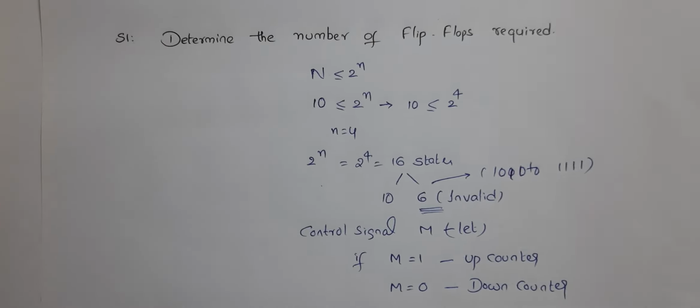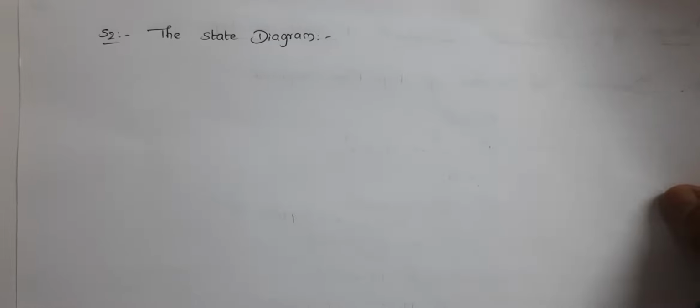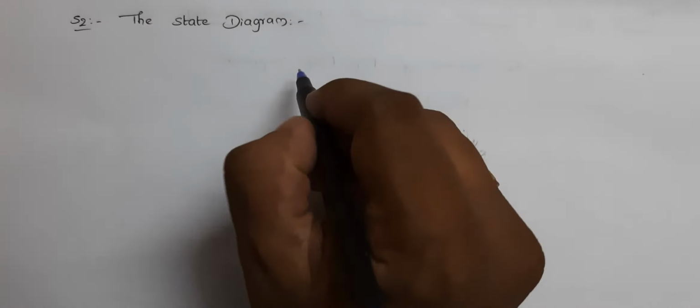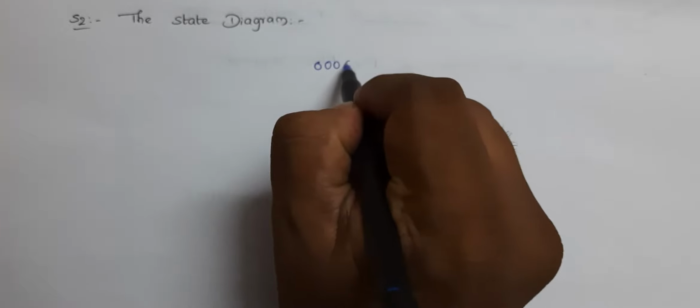Okay, so this is step 1. And what is step 2? Step 2 is the state diagram. Okay, and already we defined that this modulo 10 or mod 10 counter has how many states are there? 10 states. Okay, and the states are 0 0 0 0.